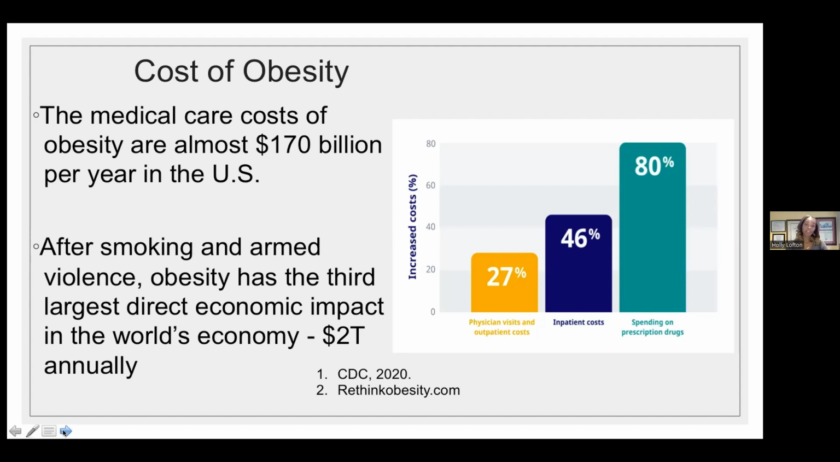And this is a shocking statistic. After smoking and armed violence, obesity is the third largest direct economic impact in the world's economy.